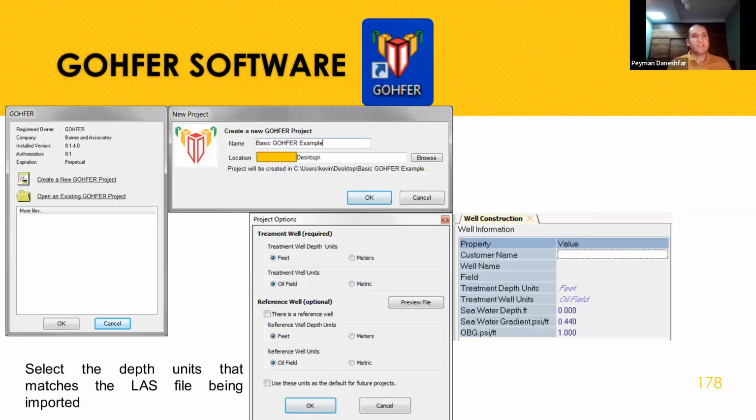This is the schematic of the Gopher software, and this is the icon of the software. You can create a project. You can choose the oil field units, metric, or SI, whichever you want to do your jobs in.